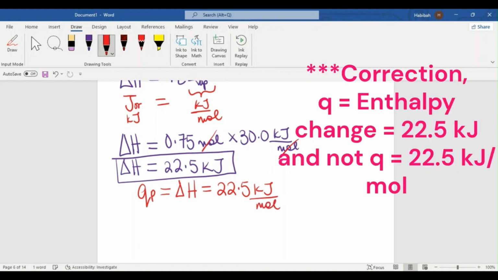So that's basically what you do. We're going to stick to kilojoule. We're not going to change it back to joules. It doesn't really matter. That's just basically what we have.